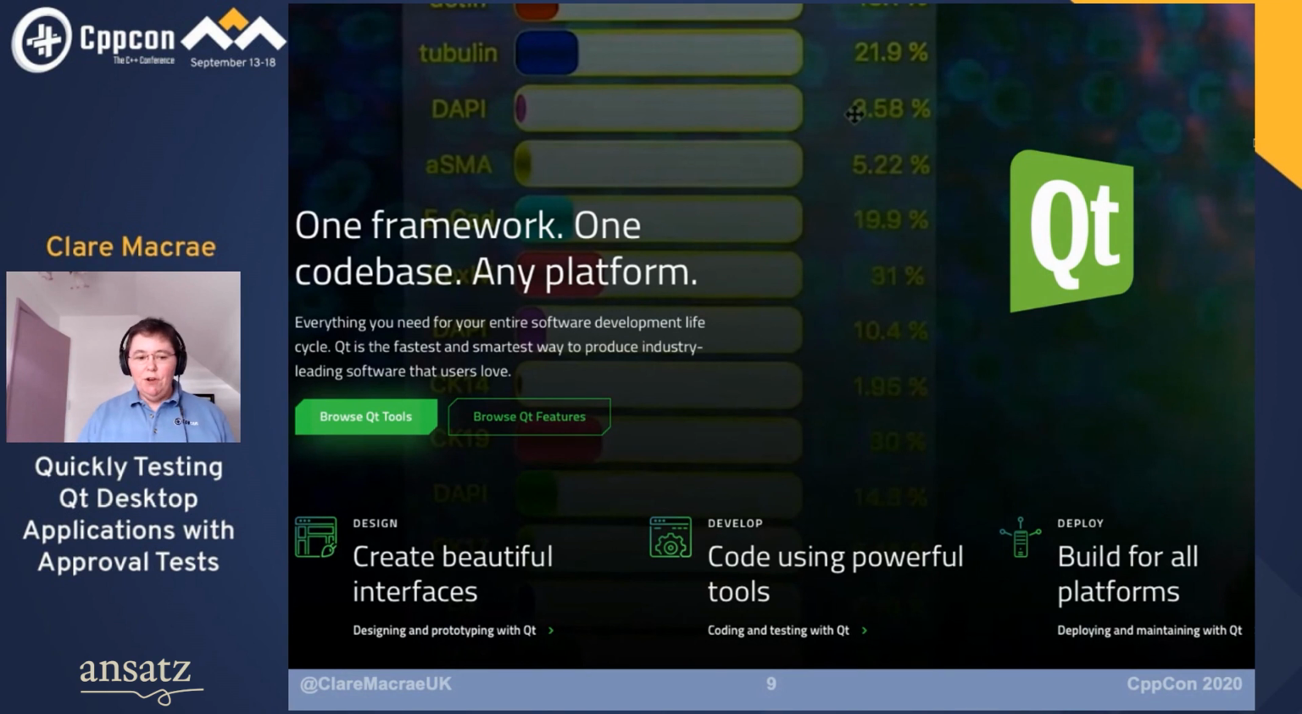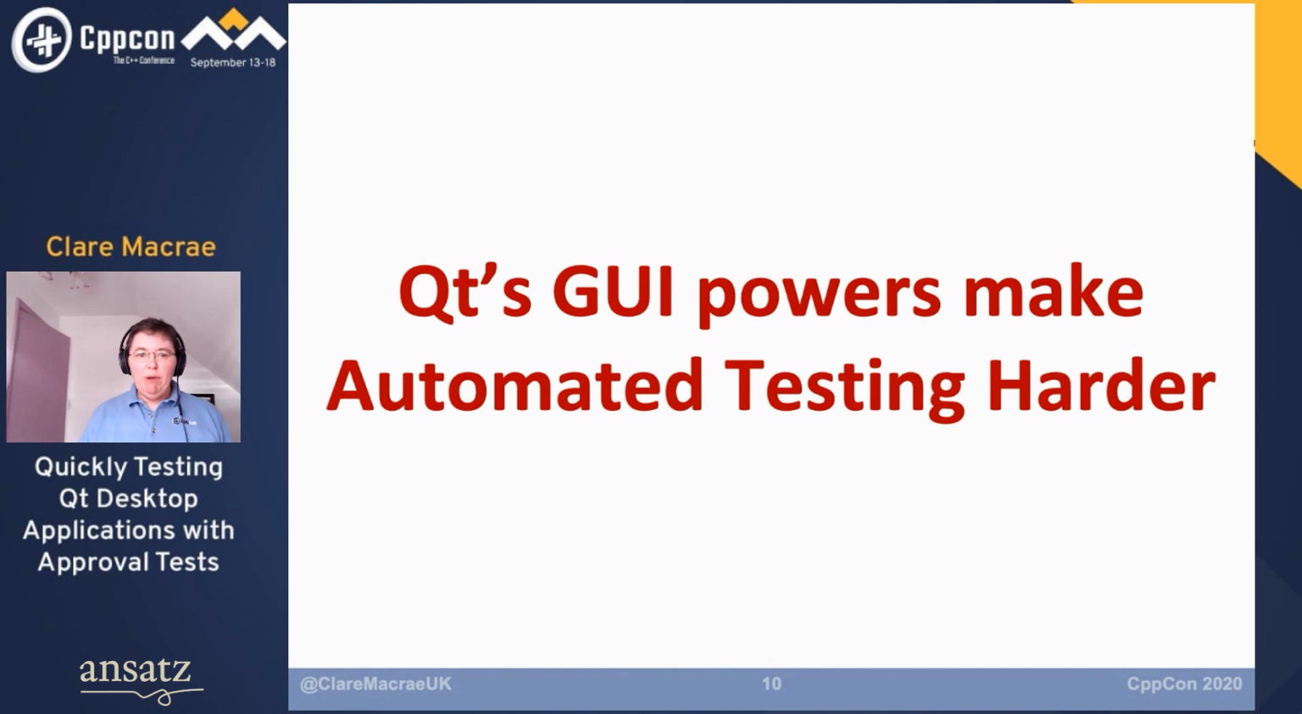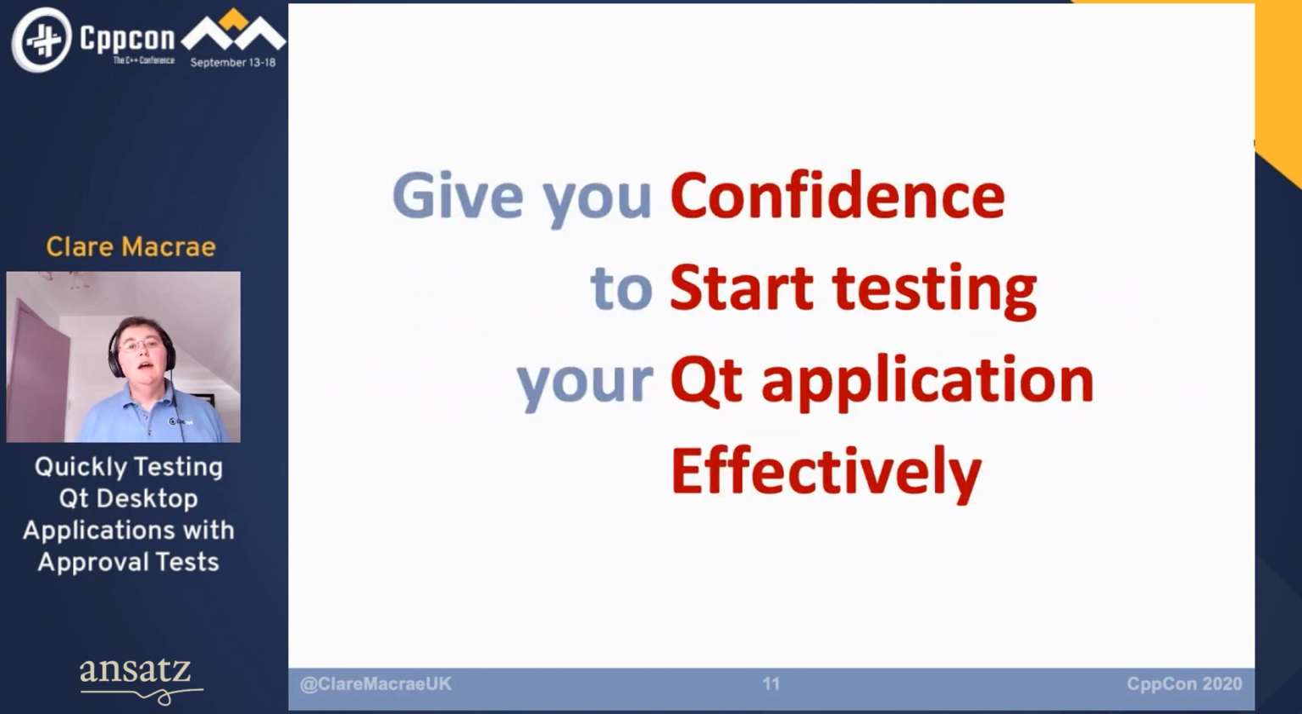I'm sure many of you know that Qt, or Qt, as it is also called, is a massive cross-platform framework for writing rich and beautiful graphical user interface applications on many different platforms. I firmly believe that Qt's GUI powers make automated testing harder than testing non-GUI code. There's so much more to deal with in the way of interactions and platform differences and things like that. But my goal for this talk is to give you the confidence to start testing your own Qt application and doing so effectively.